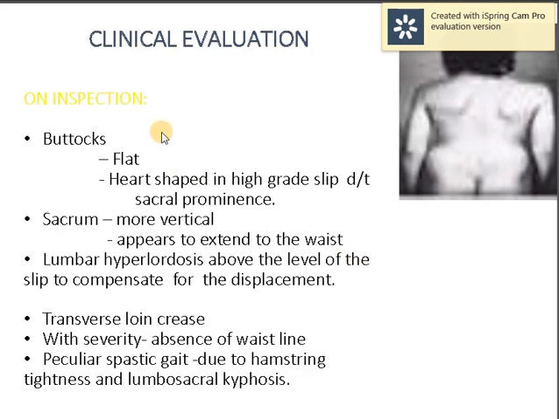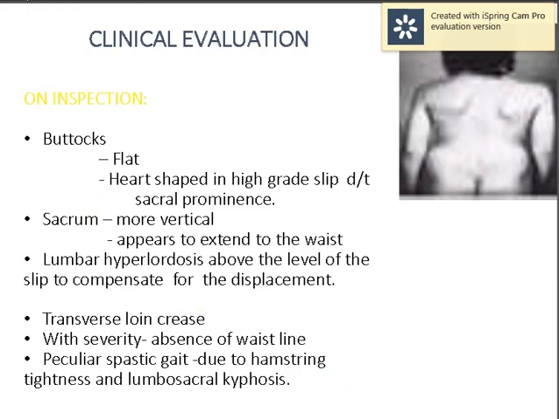On inspection, the buttocks are seen as flat, or heart-shaped in high-grade slip. There is sacral prominence; the sacrum is more vertical and appears to extend to the waist. There is lumbar hyperlordosis above the level of the slip to compensate for the displacement, and a transverse loin crease. With severity there will be absence of waistline. A peculiar spastic gait will be there in the patient due to hamstring tightness and lumbosacral kyphosis.